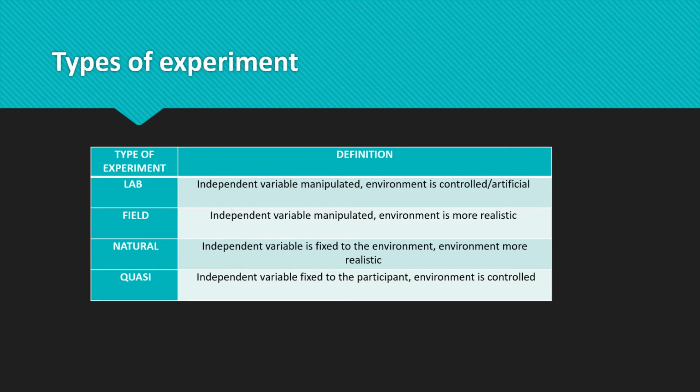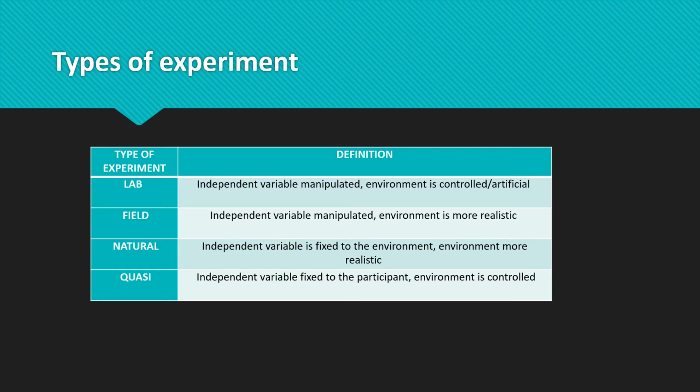Experimental methods, first of all, lab experiment. The independent variable is manipulated and the environment is quite controlled or artificial. A field experiment, you still manipulate that independent variable, you still might have numerous different conditions that you've manipulated as a researcher, but the environment is in a more realistic setting and it's not really that controlled.